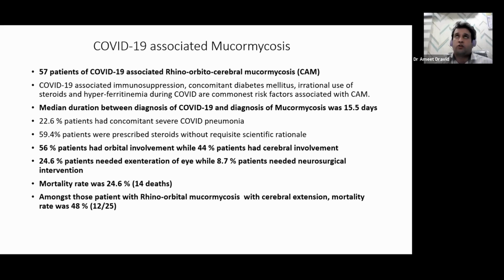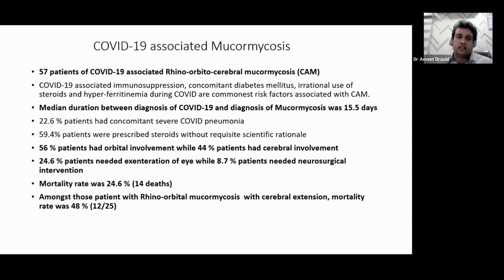56% of patients had orbital involvement with either one eye or the other eye involved, while 44% of our patients had cerebral involvement. That means either meningitis or frontal abscess or the skull base being eroded. 24% of patients needed exenteration of an eye, while 9% of patients needed neurosurgical intervention with removal of frontal lobe abscess. The mortality rate in our cohort was 24%.